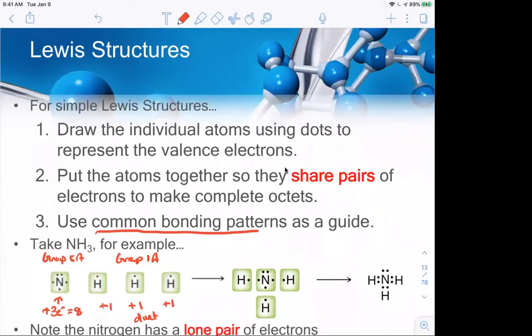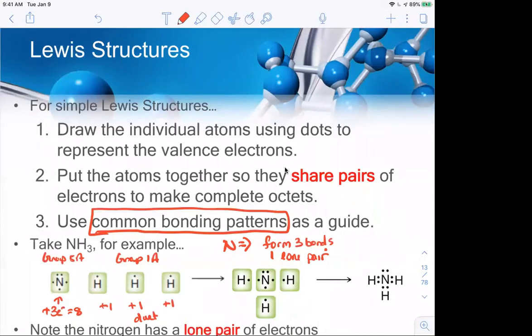These common bonding patterns, I refer to those in the individual lecture that is in the review folder. And basically, for nitrogen, I want to form 3 bonds, and I will have 1 lone pair. That is my common bonding pattern for nitrogen.